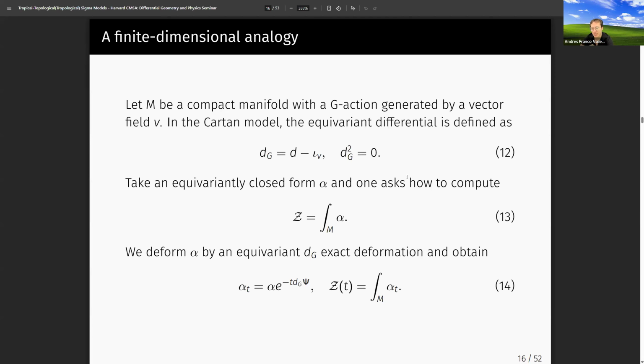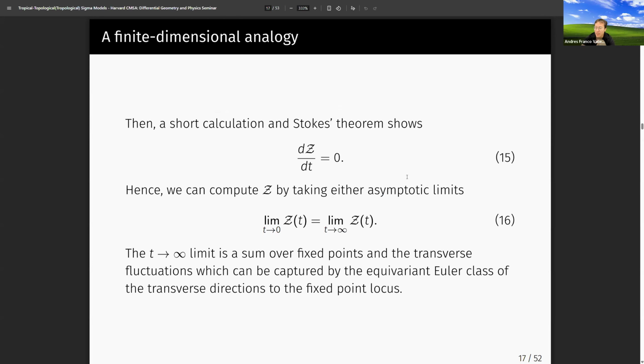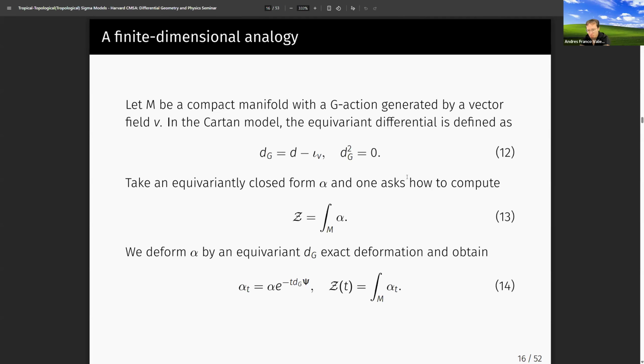Then you consider this new integral Z of t. Notice this is a finite dimensional integral, no crazy functional integral. If you do that, then through a short calculation you can show that it's independent of t. So if you look at the form right here, look at equation 13. Does it have any t dependency?